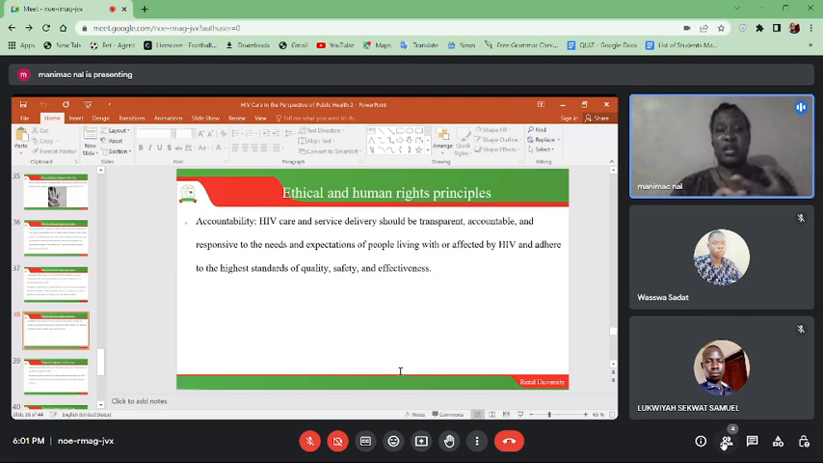Accountability is also another ethical consideration to take into account. When we are providing them services, we should be transparent and accountable, as well as responsive to the needs and expectations of people living with HIV and AIDS. So we should be accountable for all that.